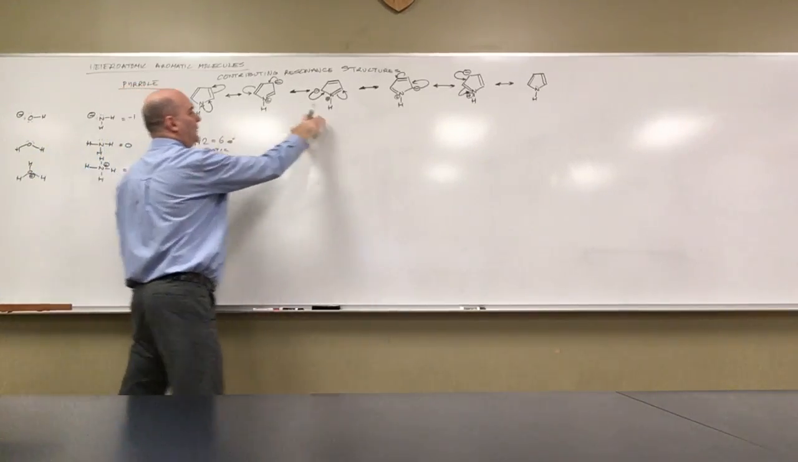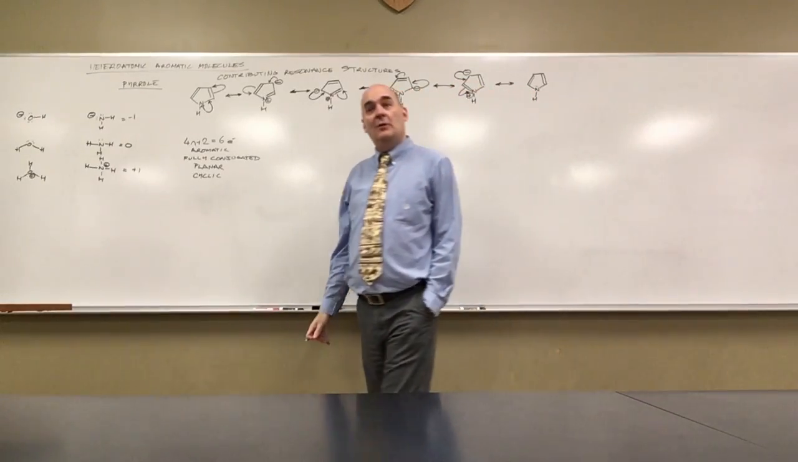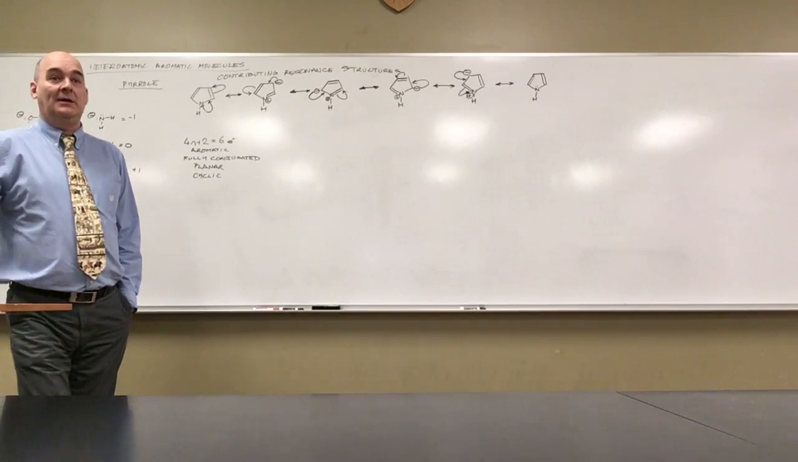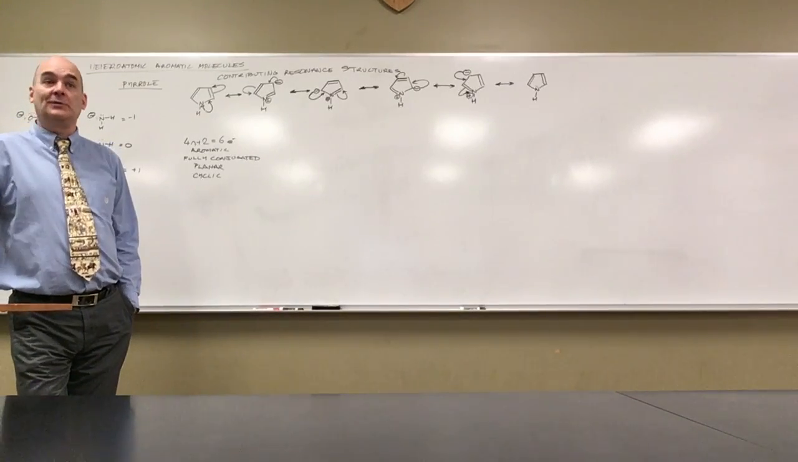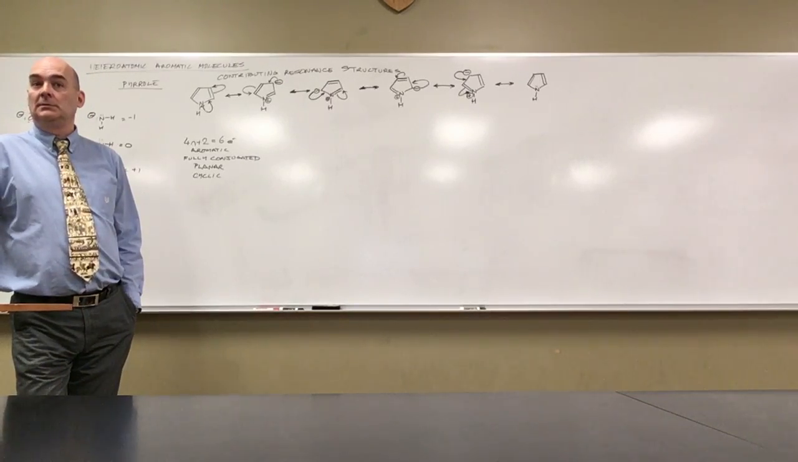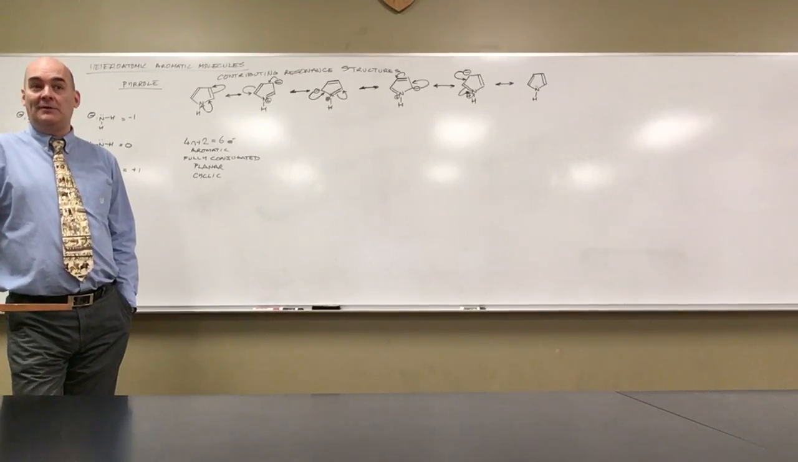We have 1, 2, 3, 4, 5, 6. It might look like a lot more than a benzene ring, but all the benzene derivatives had 5 contributing resonance structures. This has 6. Okay, draw the resonance hybrid.